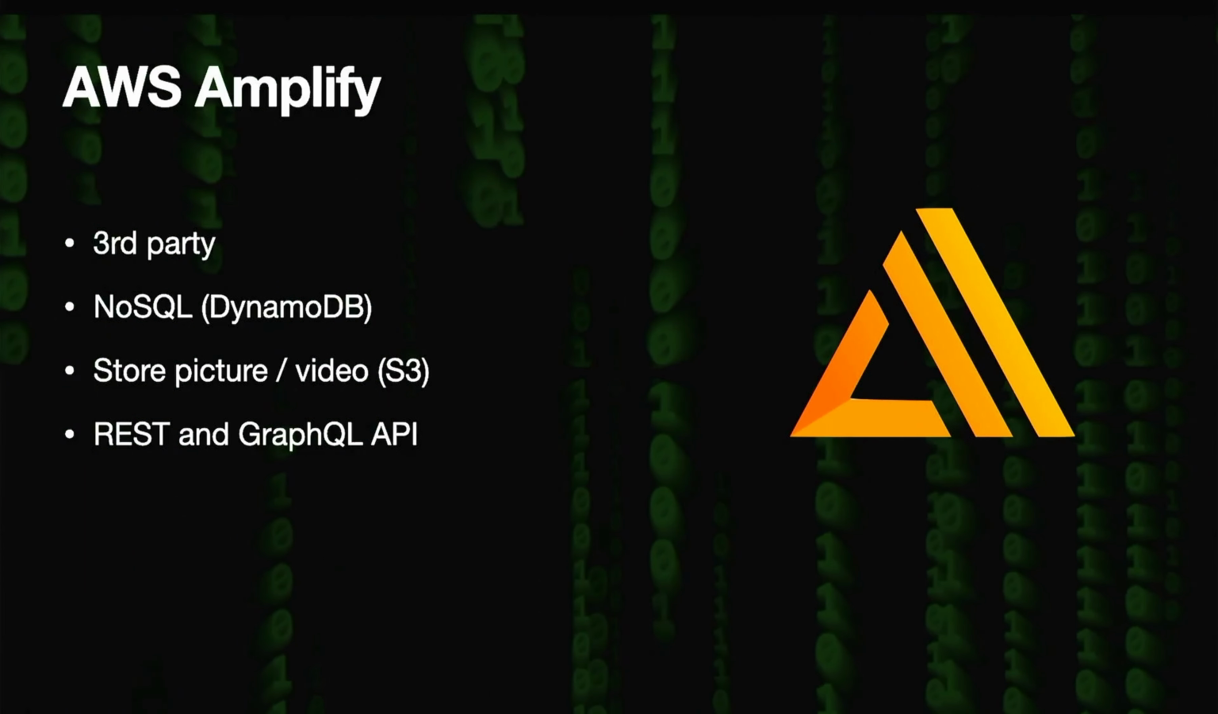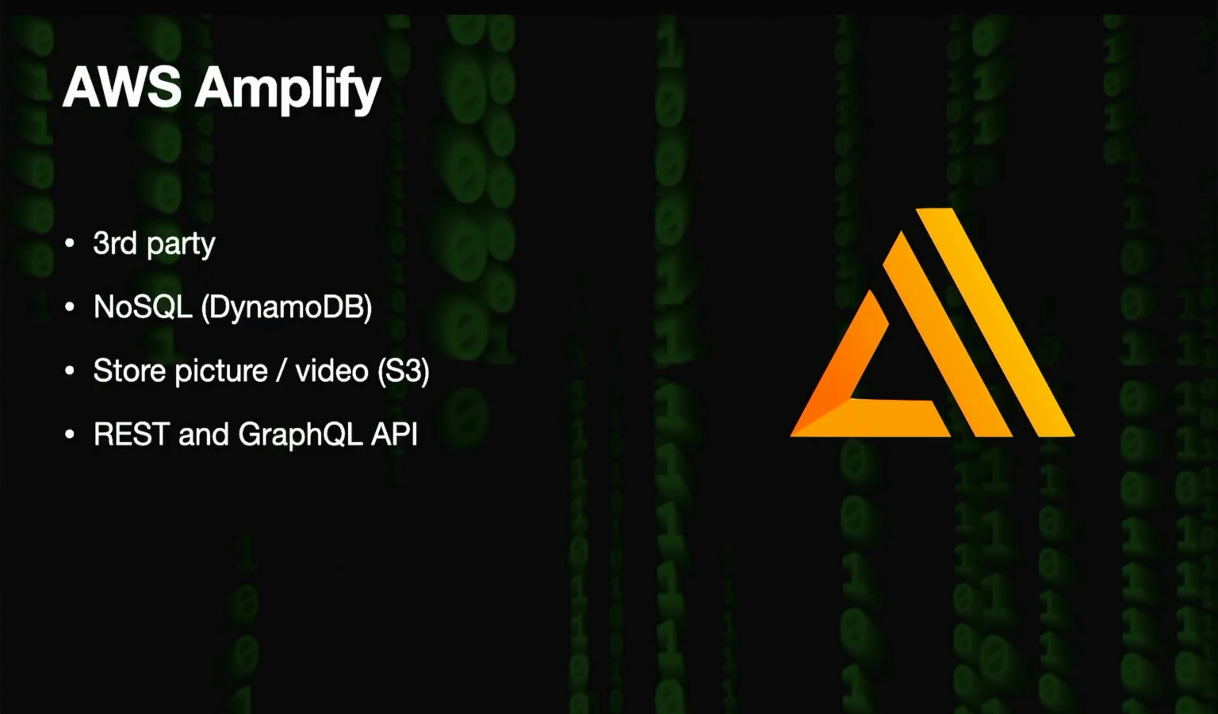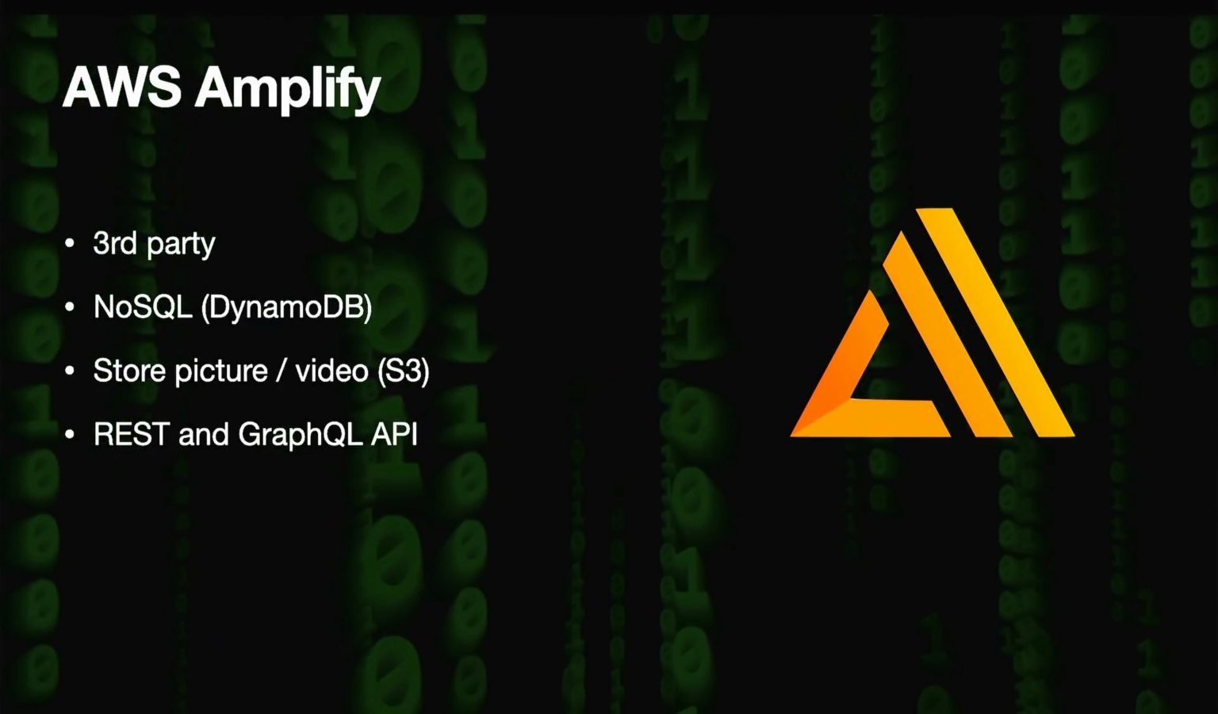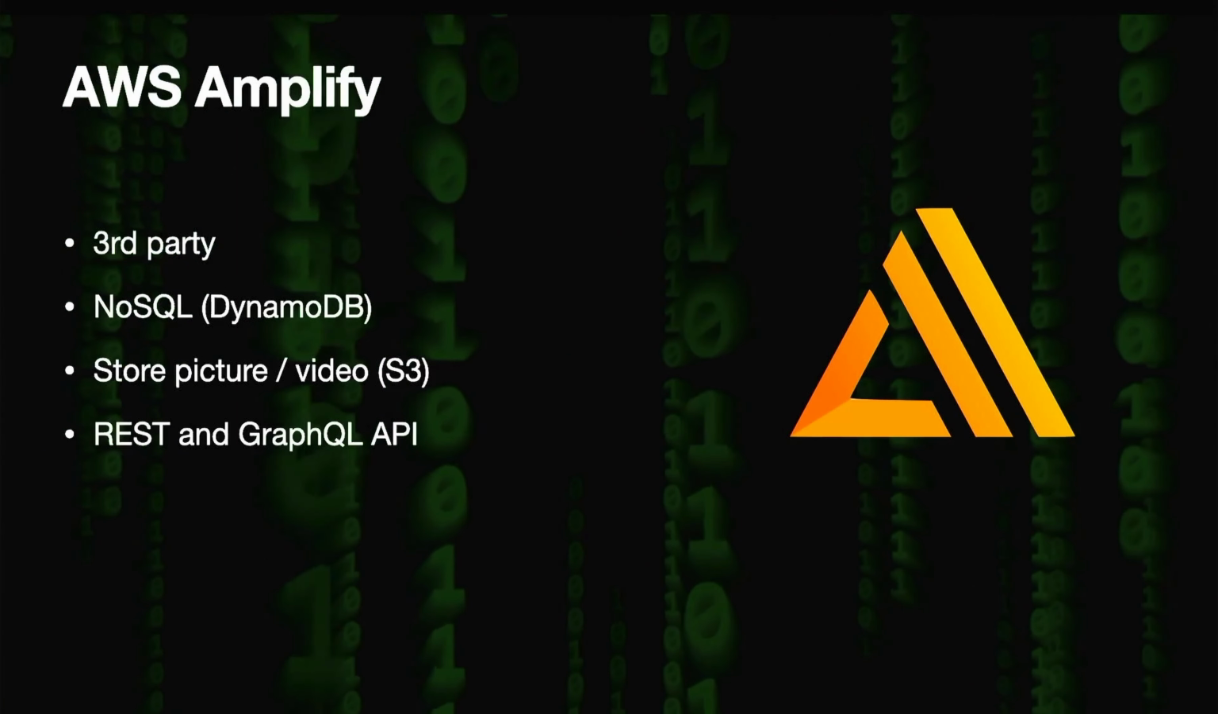And their NoSQL database is called DynamoDB, which is just a different kind. You can also store pictures and video, and this is stored in what's called AWS S3. That's just the service they use for storing their data. And they have a REST and a GraphQL API. Again, these are just two different ways to go about fetching data. What you get in your app could be the same in the end, but how you write the code to fetch your data could change.